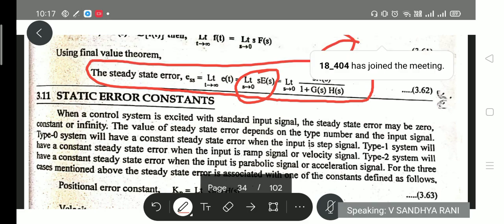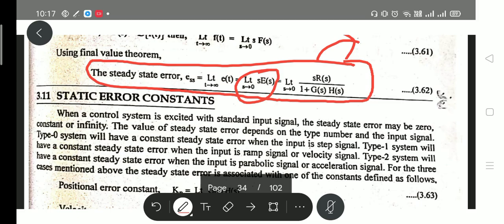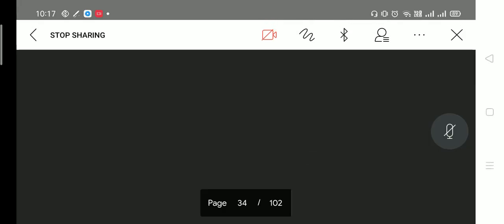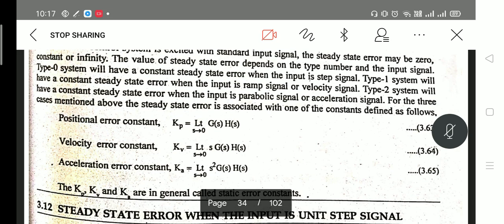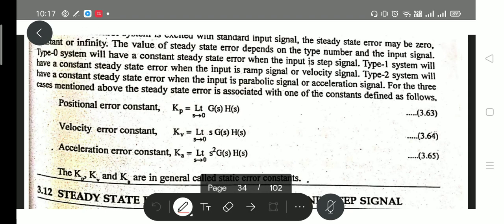Static error constants. Here the error constants are of three types: positional error constant, velocity error constant, and acceleration error constant. Kp is the positional error constant, Kv is the velocity error constant, and Ka is the acceleration error constant.